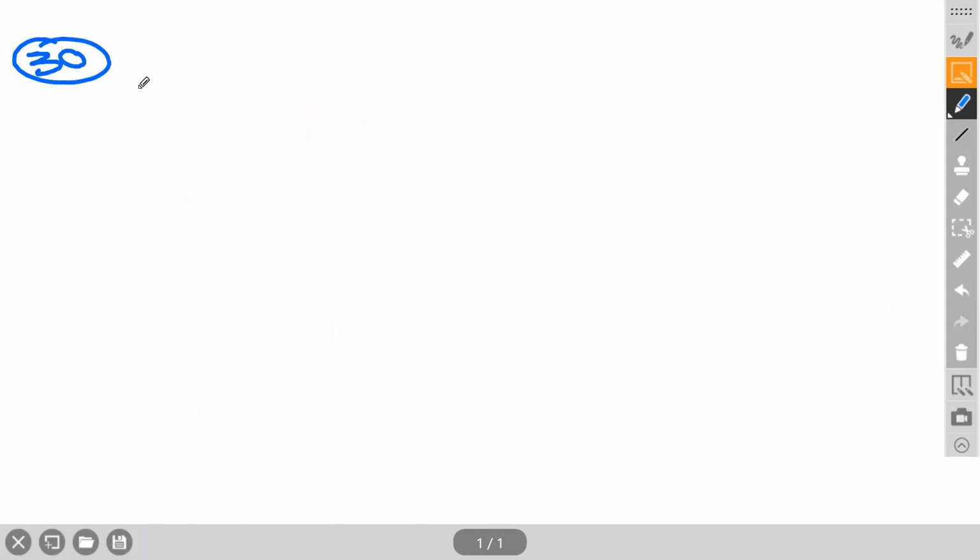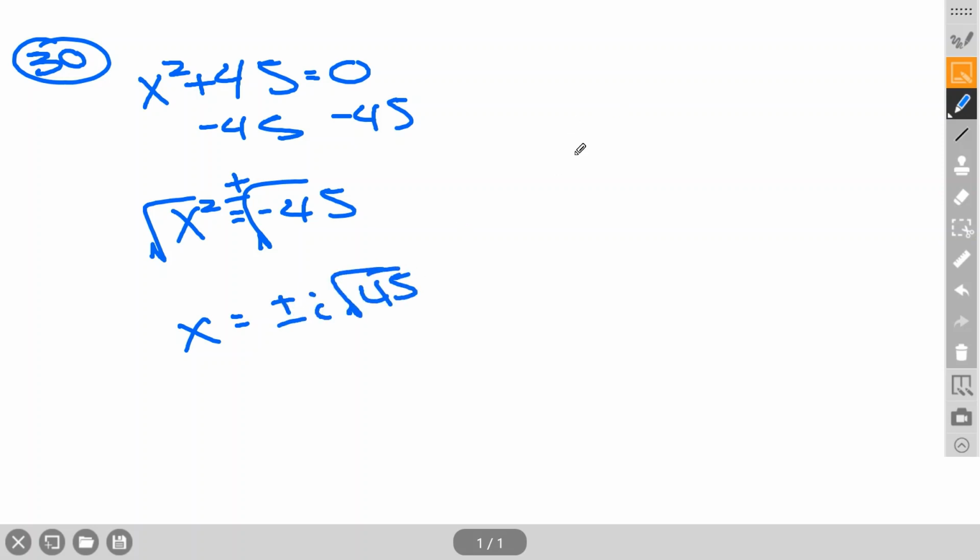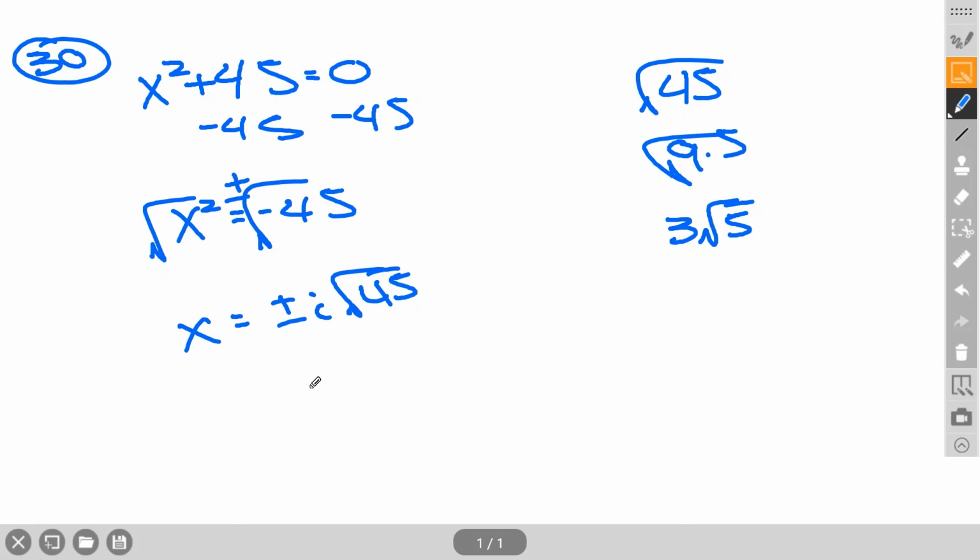30. x squared plus 45 is equal to 0. So subtract 45. So x squared equals negative 45. Square root both sides. Don't forget the plus or minus. So x is equal to plus or minus i root 45. 45 can be simplified though, because 45 is 9 times 5, and we can do the square root of 9. The square root of 9 is 3, so it's 3 root 5. So this is actually plus or minus 3i root 5.